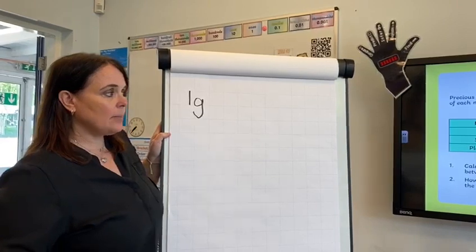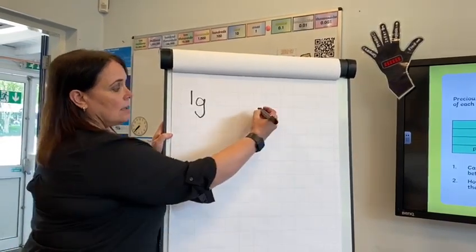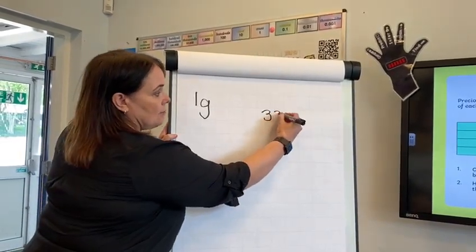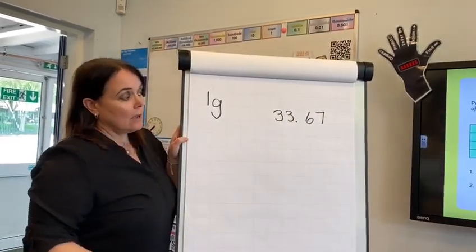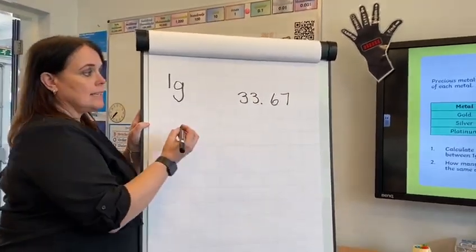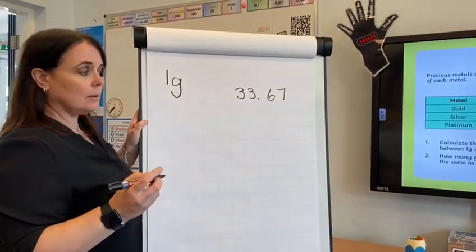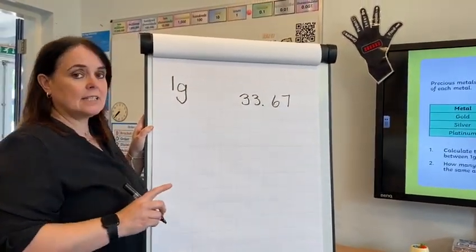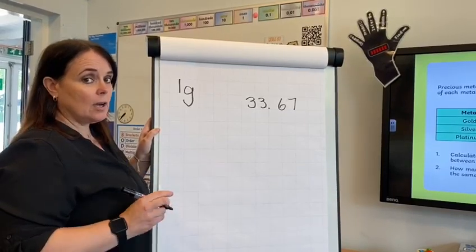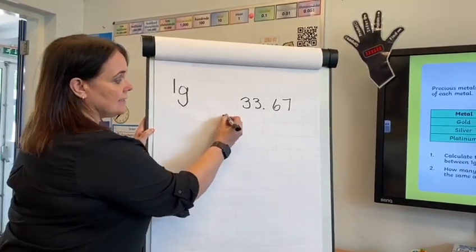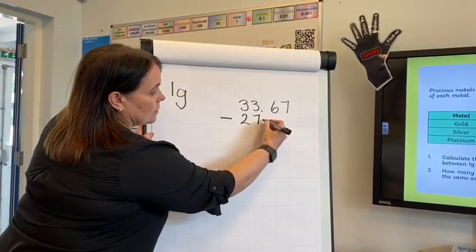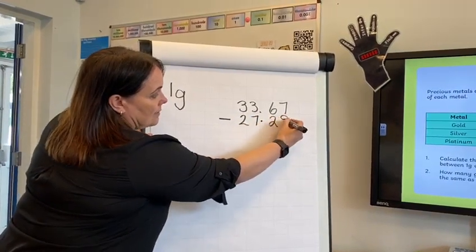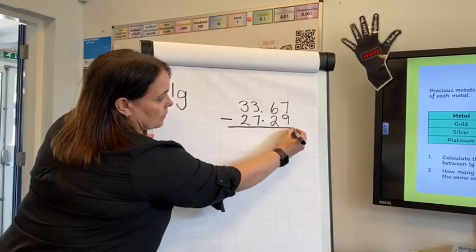So if I look at the table, 1 gram of gold is £33.67. 1 gram of platinum is £27.29. Now the question says find the difference. So I know the operation I've got to use there is take away. So I'm going to put £27.29, making sure I've lined up my decimals.